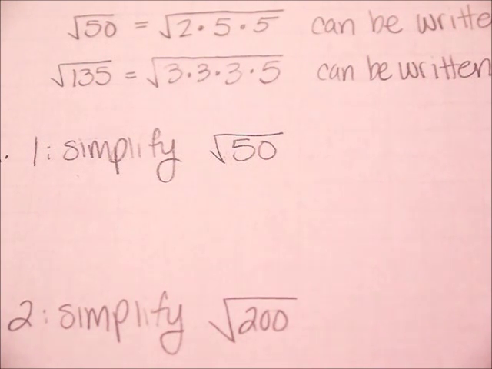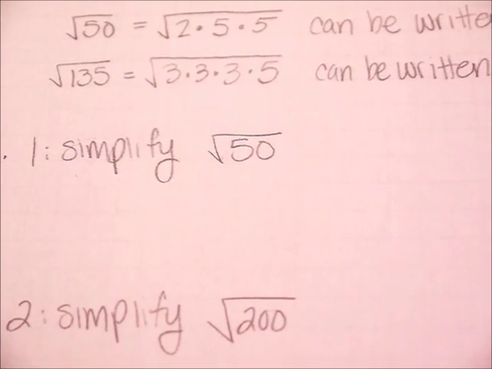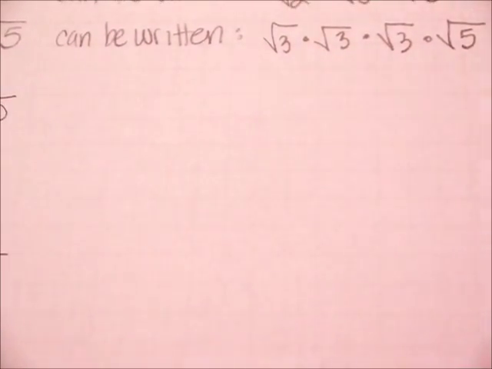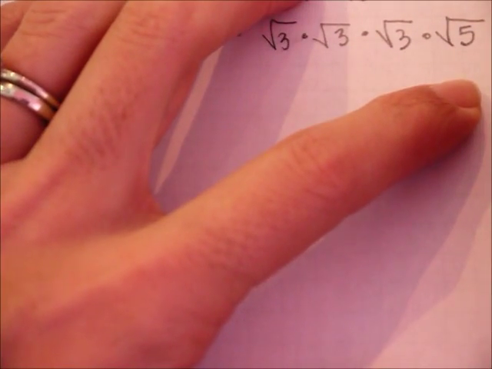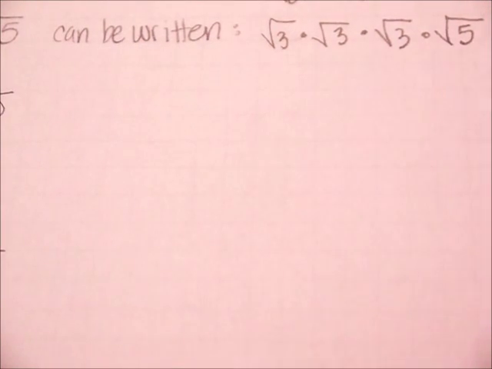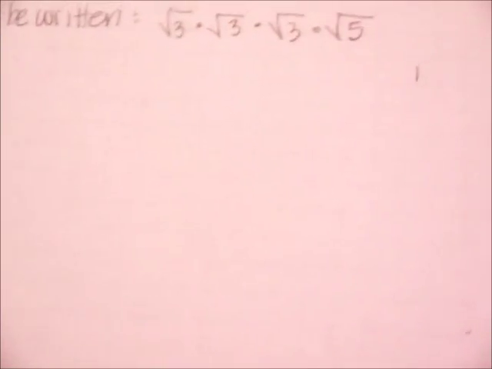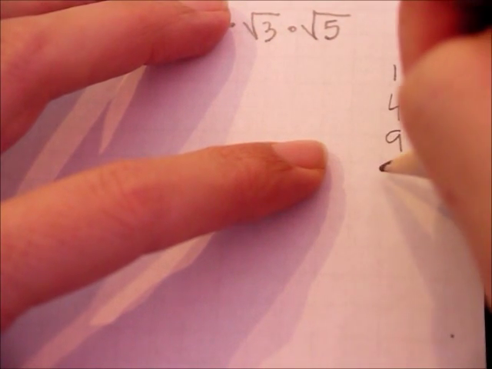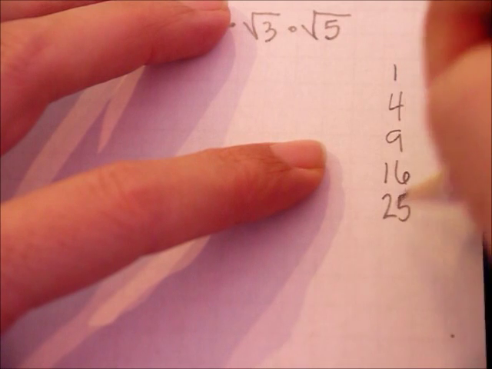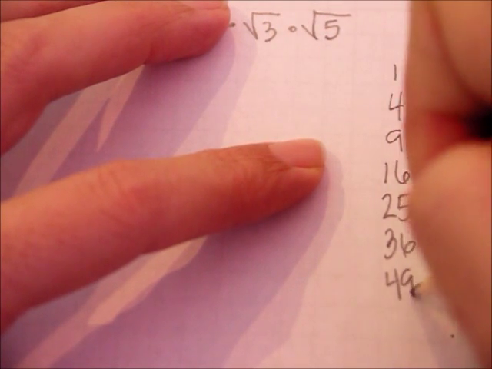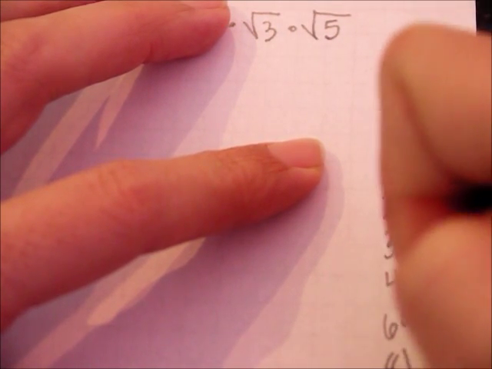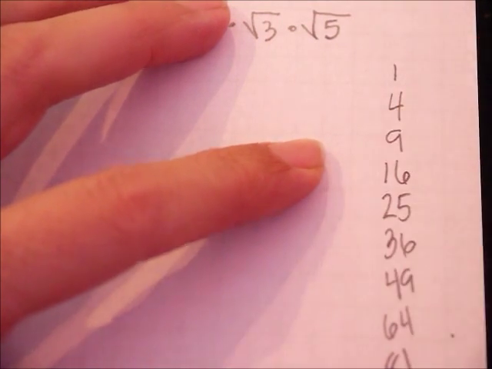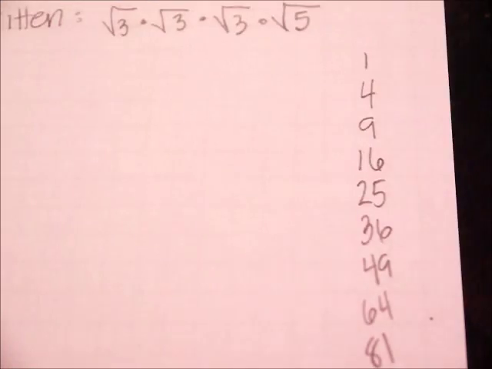Okay, so we have a square root of 50. What I like to do, and sometimes I tell kids this before they start these radicals, is make a list of all the perfect squares they know. 1 times 1, 2 times 2, 3 times 3, 4 times 4, 5 times 5, then 36, 49, 64, 81, 100, and so on. These are like your list of magic numbers.